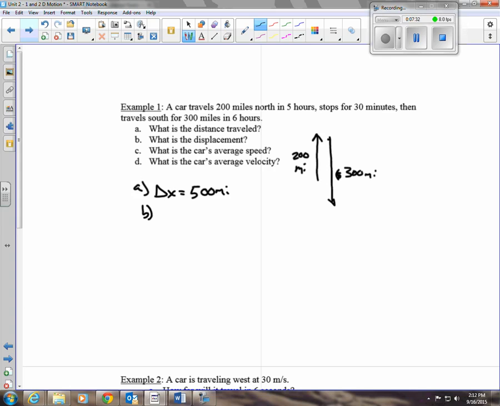Part B, the displacement, is the change in position. So I went 200 miles north, but then turned around and went 300 miles south. This displacement is just going to be 100 miles south.